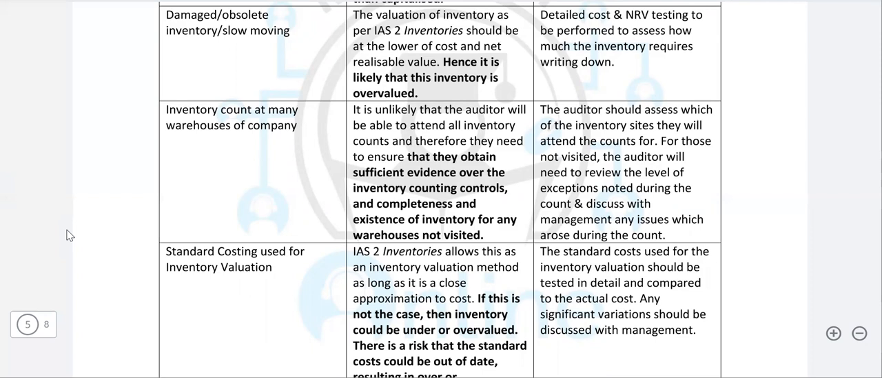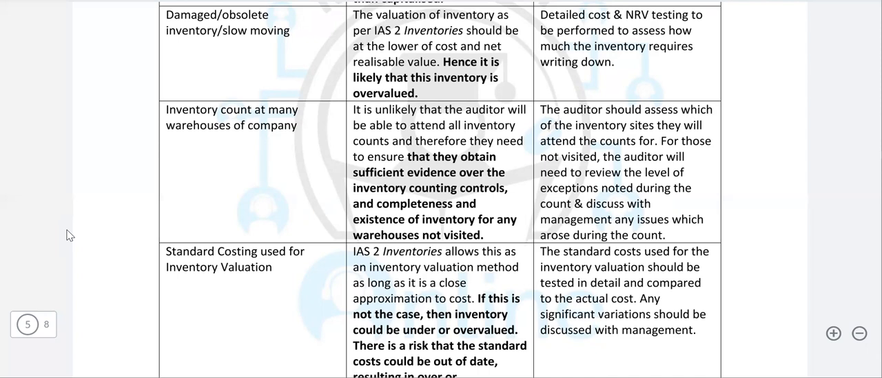So where the auditor is not going to attend the physical inventory count, obviously they need to gather the evidence through other sources. It is unlikely that the auditor will be able to attend all the inventory counts, and therefore they need to ensure that they obtain sufficient evidence over the inventory controls, and completeness of inventory may be at risk related to the warehouses which are not visited. So there is a risk regarding the completeness and existence of inventory related to the warehouses which are not being visited by the auditor.